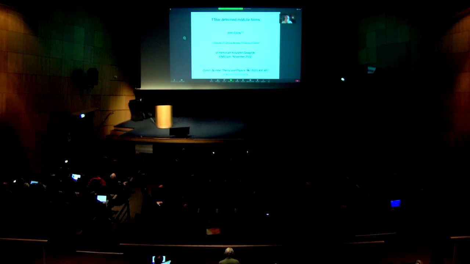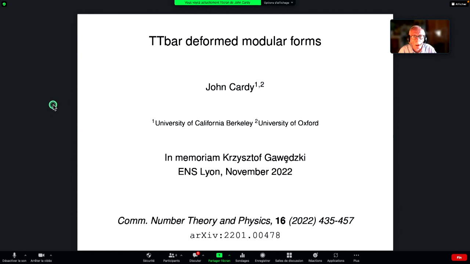It would be a great pleasure to be here, or there rather, if the occasion were not so sad. I was very sorry to hear of Krzysztof's death. I knew him for quite a long time, and although we never collaborated, we worked in similar areas in conformal field theory and in non-equilibrium statistical mechanics and quantum quenches and so on.